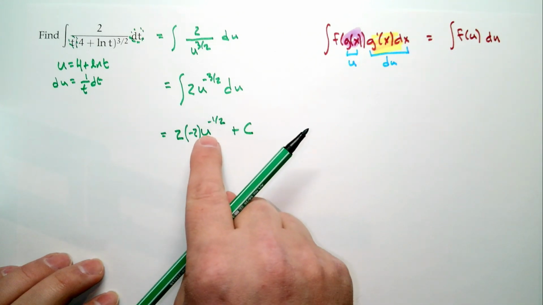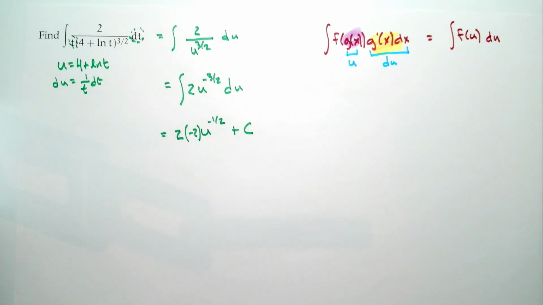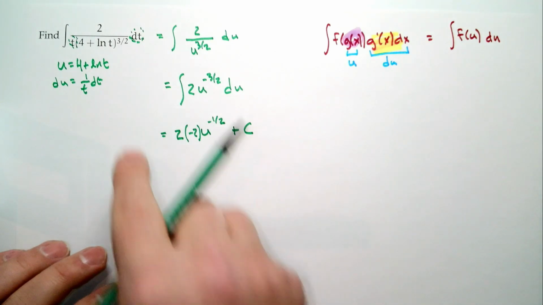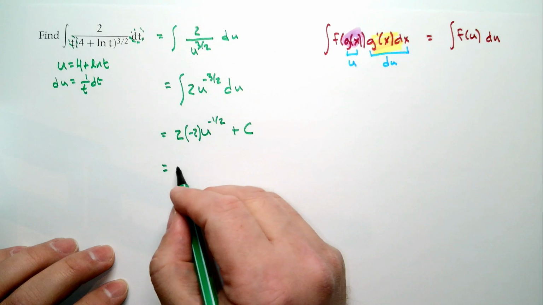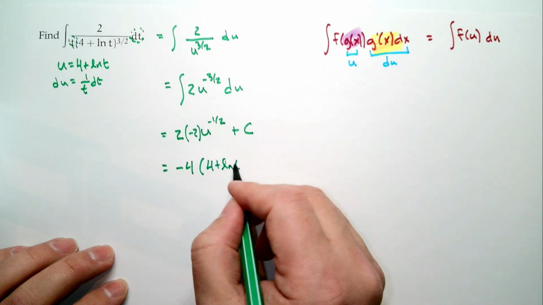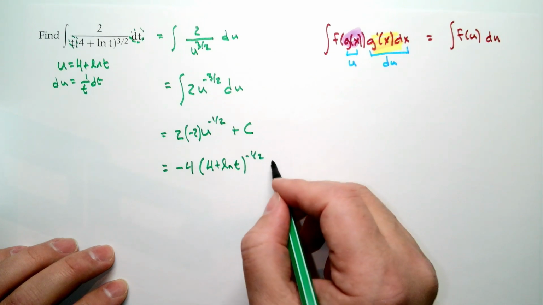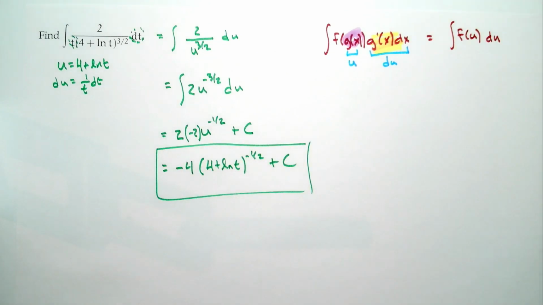The problem is we ended up with u. We started with t. So we really should have our antiderivative be a function of t, not of u. But that's okay. The last step is to substitute back. So 2 times negative 2 makes negative 4. Then we get 4 plus log of t to the negative 1/2. And that is perfectly fine to leave it in that form. All right. So there's our problem.